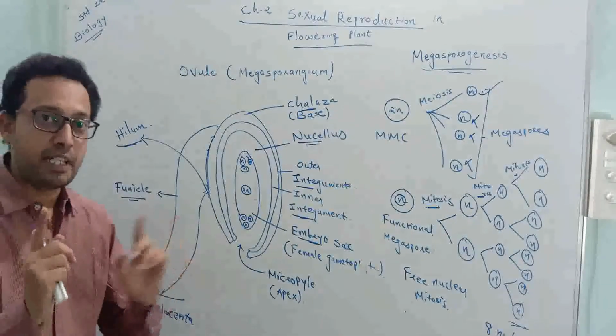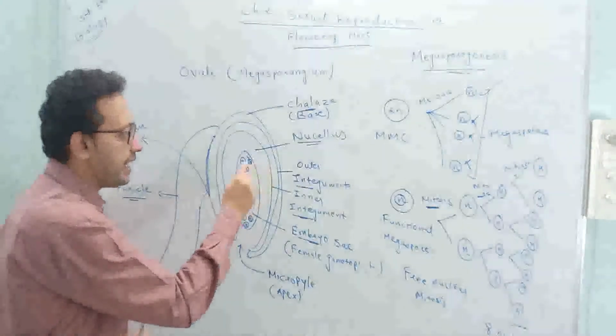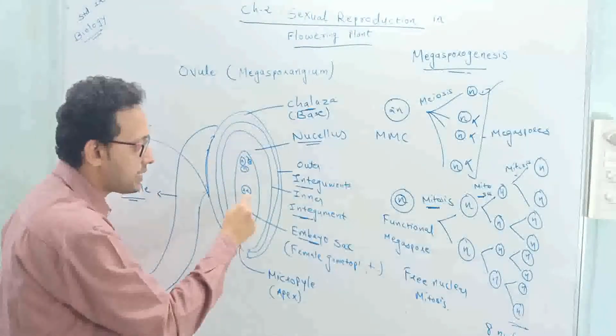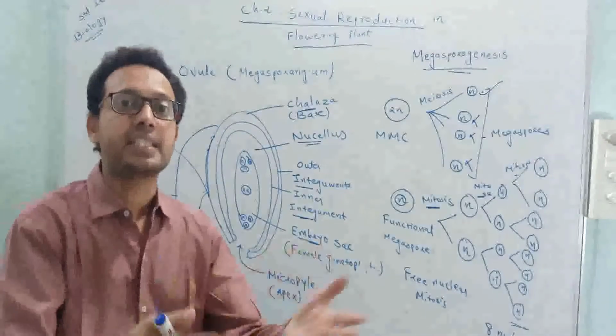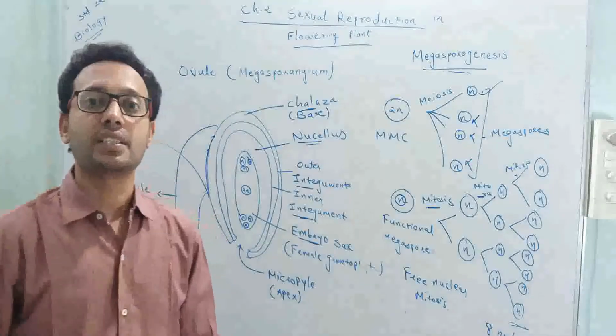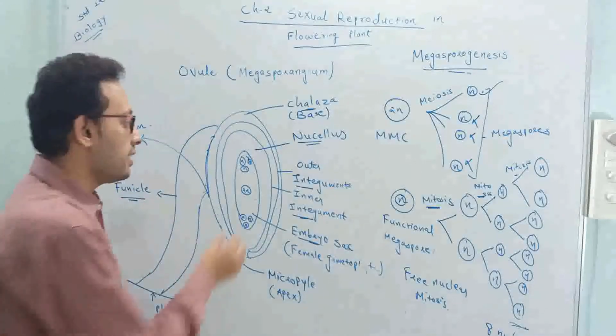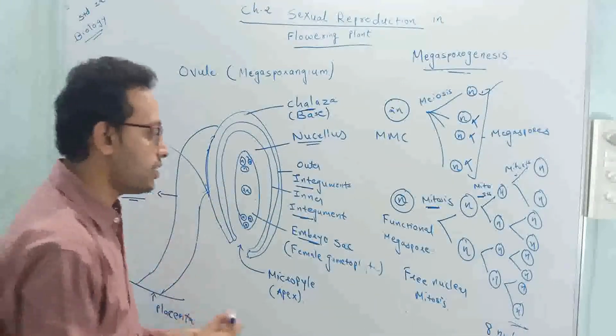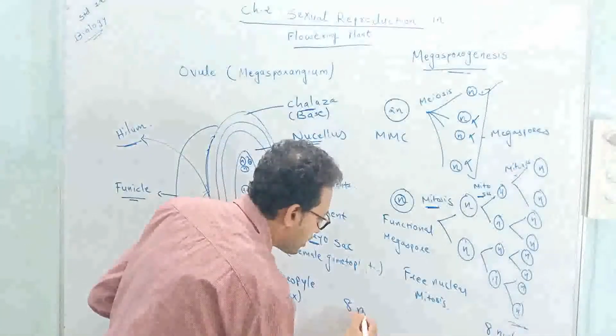So at maturity, how many cells? 3 plus 3 is 6, 6 plus 1 is 7. Now the 8 cells convert into 7 cells, and the 2 nuclei in the center get converted into one. This condition is called 8 nucleate.